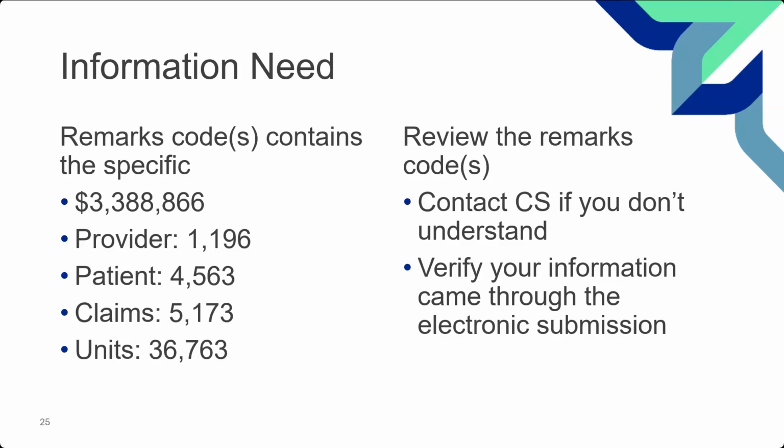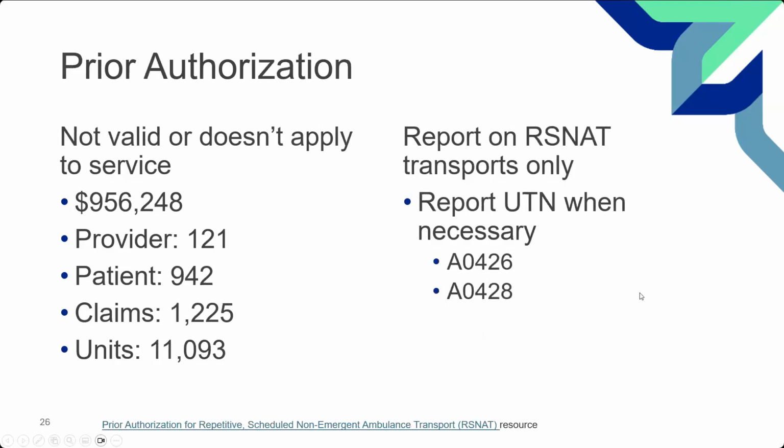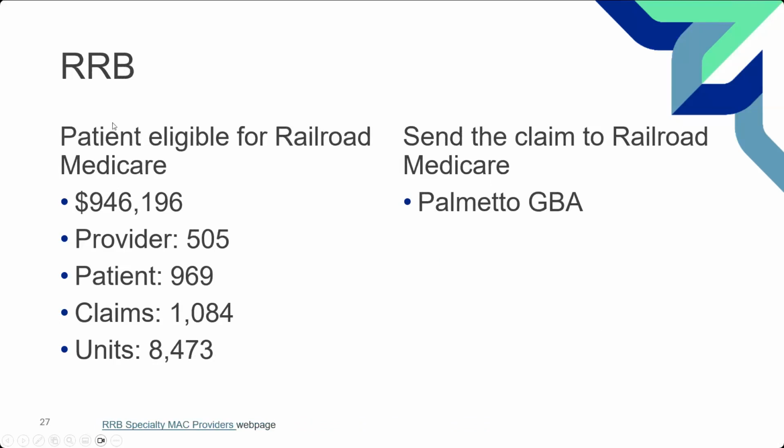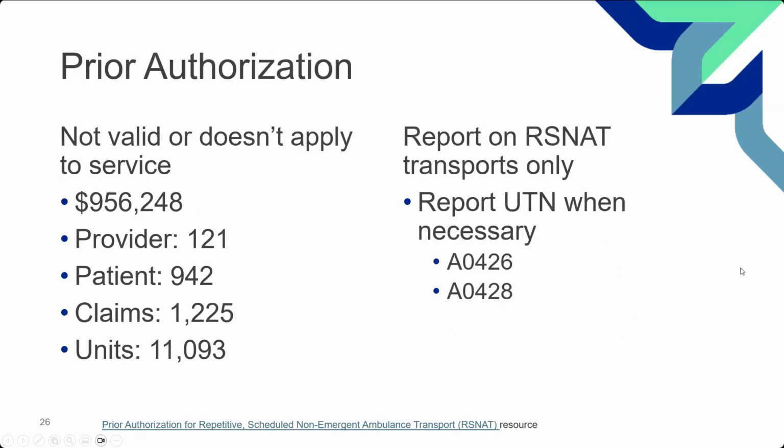Okay. One of the other top unprocessables relates to railroad Medicare. Now, sorry, I think I skipped a slide. I did. Sorry. The next one actually relates to the prior authorization process.